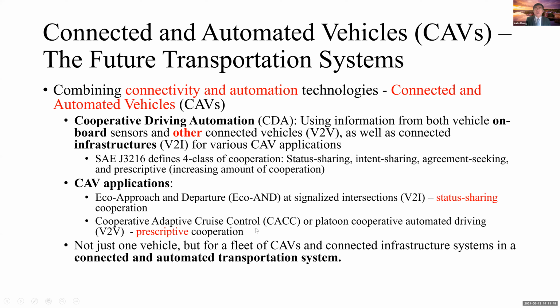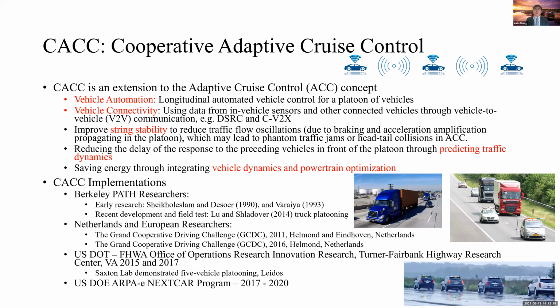So it's still cooperative driving, but you share the signal phase and timing. And CACC is cooperative adaptive cruise control. It's not just sharing; every vehicle makes decisions, which is called prescriptive cooperation. So in the future, the transportation system is not just about one vehicle's automation. We care about the fleet of vehicles, and vehicles and infrastructure together. We want to build a connected and automated transportation system. And today, my topic is how we share information and data from other vehicles and from ourselves to make CACC driving decisions.